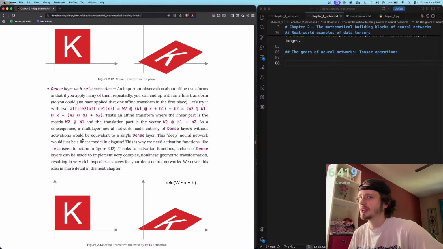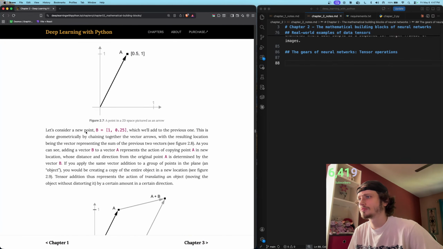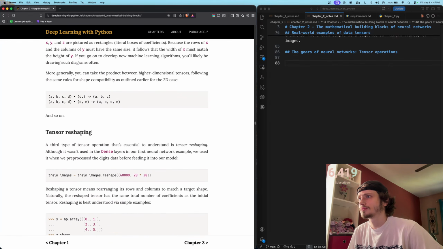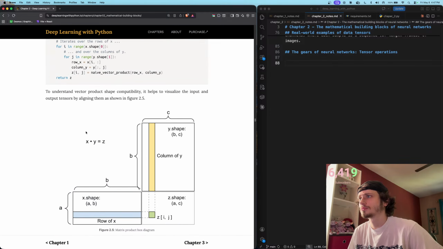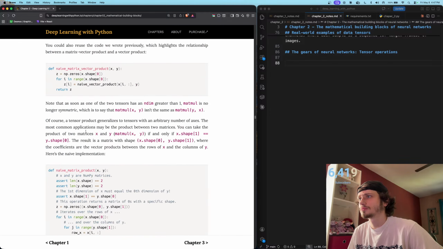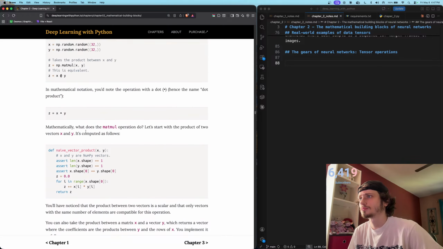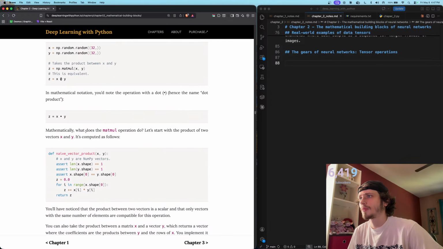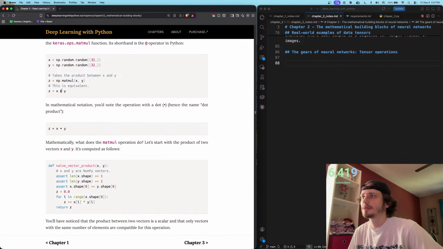What does the at sign mean again? Matrix multiply. Okay.